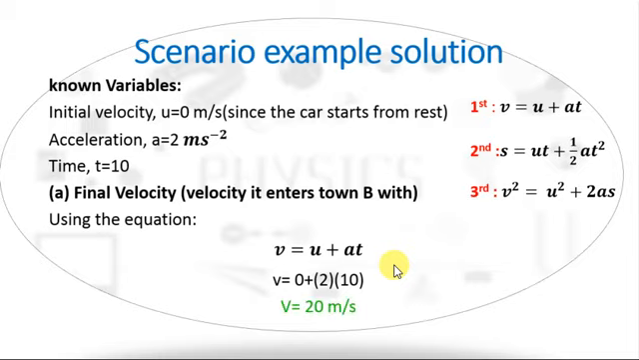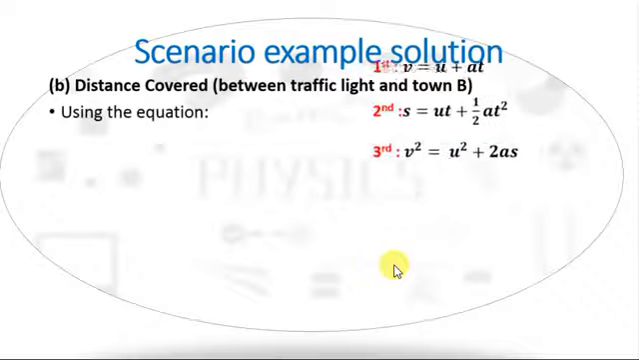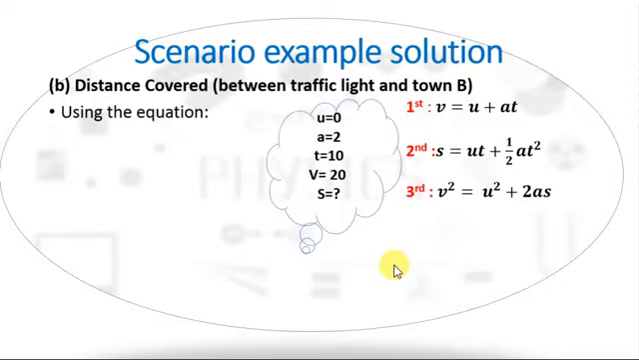Correct. Let's look at now the second part where they want us to establish the distance between the traffic light and town B. Still, which equation do you think we can use, members? Which equation do you think we can use? Let's look at this. These are our 3 equations. Remember, what do we have? We recall, we have initial velocity is 0, acceleration is 2, time was 10, and from the previous question, we have realized that it entered town B with a velocity of 20 meters per second. So from these equations, which one can you use?